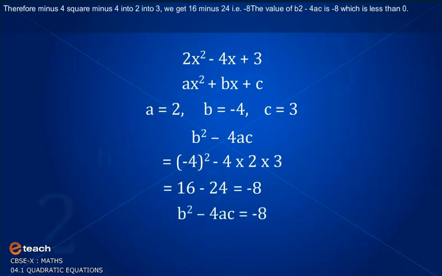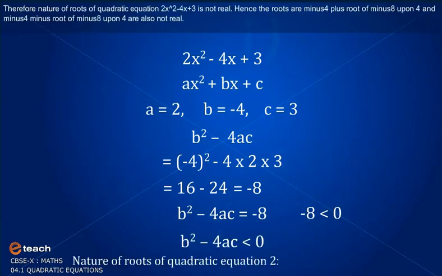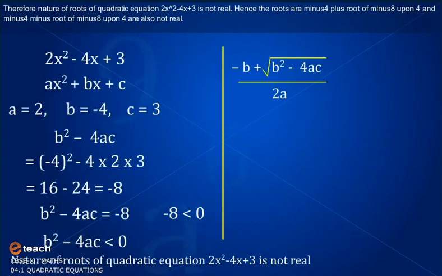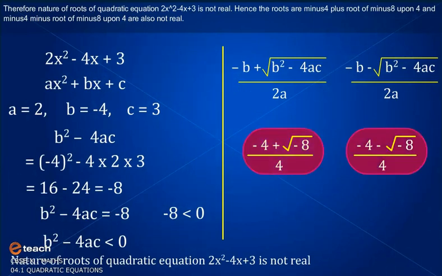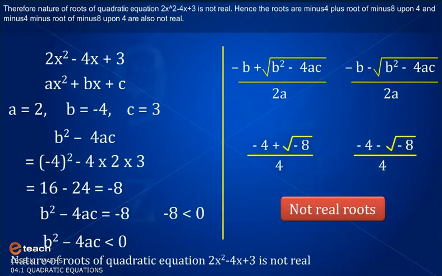The value of b square minus 4ac is minus 8, which is less than 0. Therefore, the nature of roots of quadratic equation 2x square minus 4x plus 3 is not real. Hence, the roots minus 4 plus root of minus 8 upon 4 and minus 4 minus root of minus 8 upon 4 are also not real.